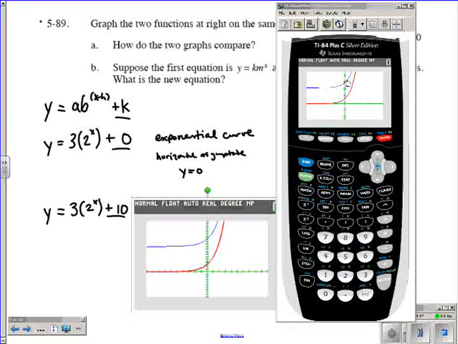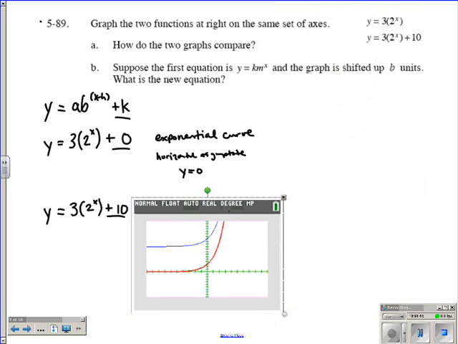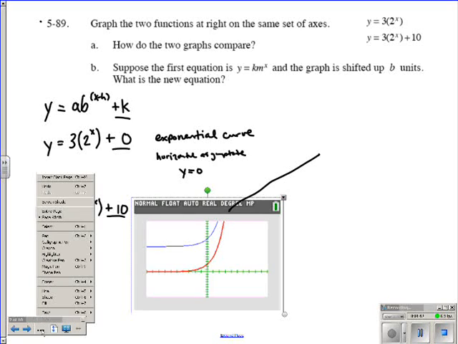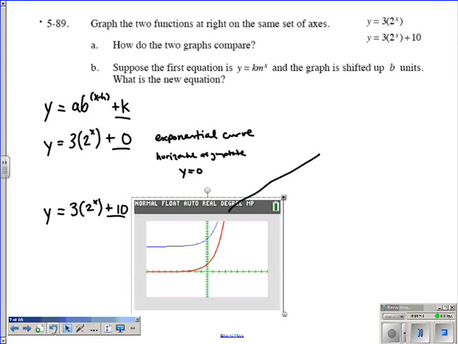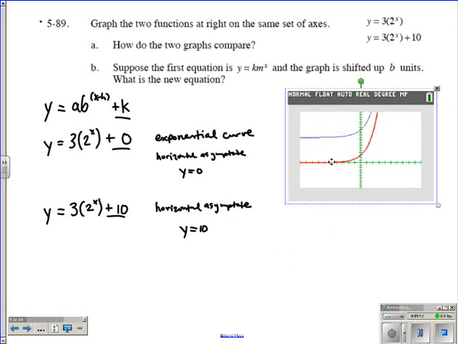So let's pull that out there so we still have it. Let's move this over here. So we've just translated it up 10 units. Remember, that is the effect of k.